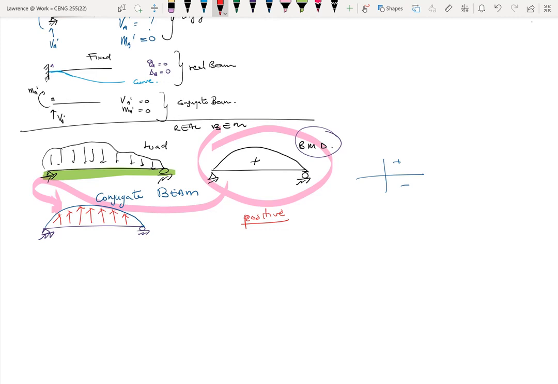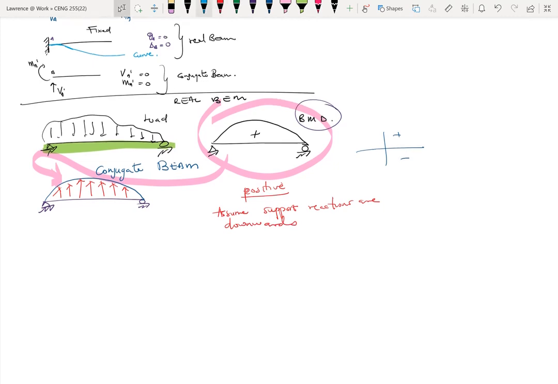All right. And then we also assume that our support reactions are moving downwards. So this is for positive, and also assume support reactions, and this is only for the conjugate section, are downwards. Right. So everything is opposite, right? That's the idea. Okay, conjugate, opposite in a way.